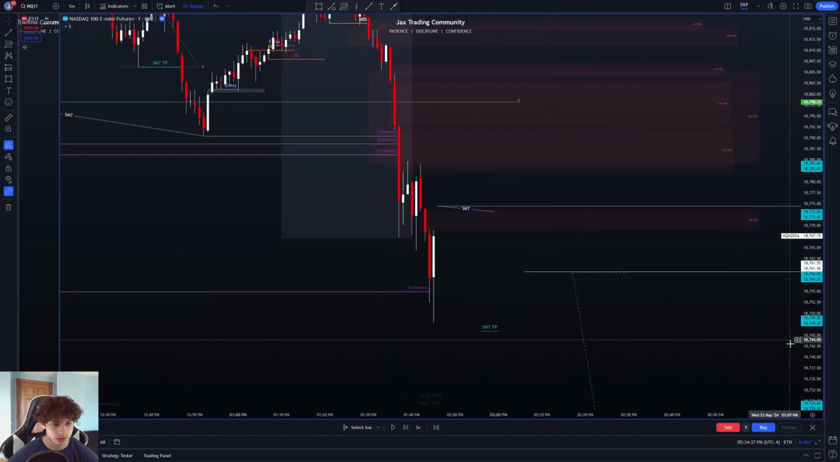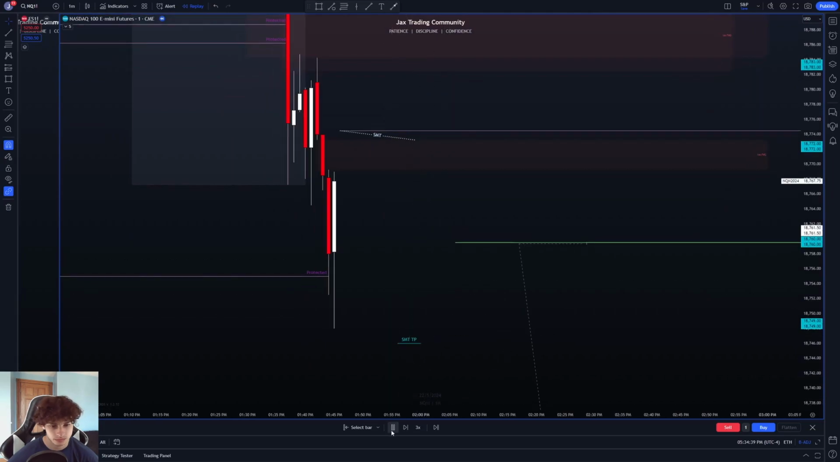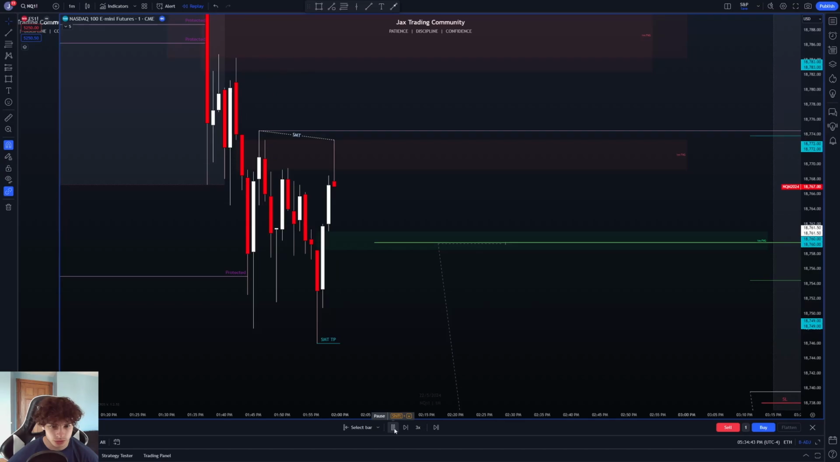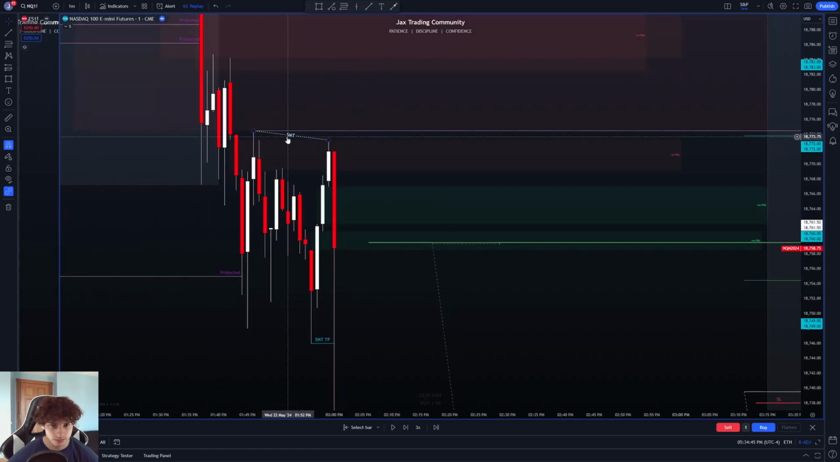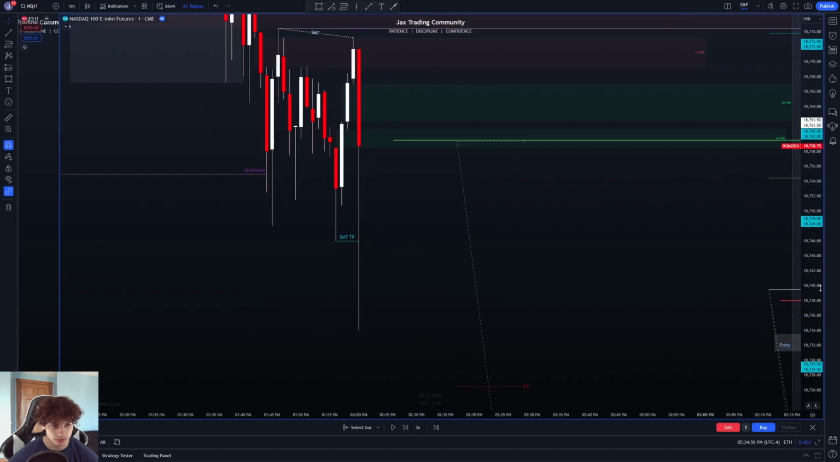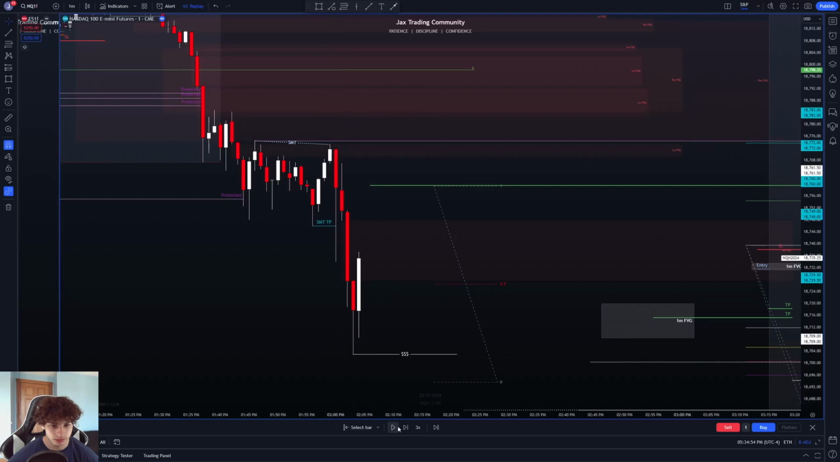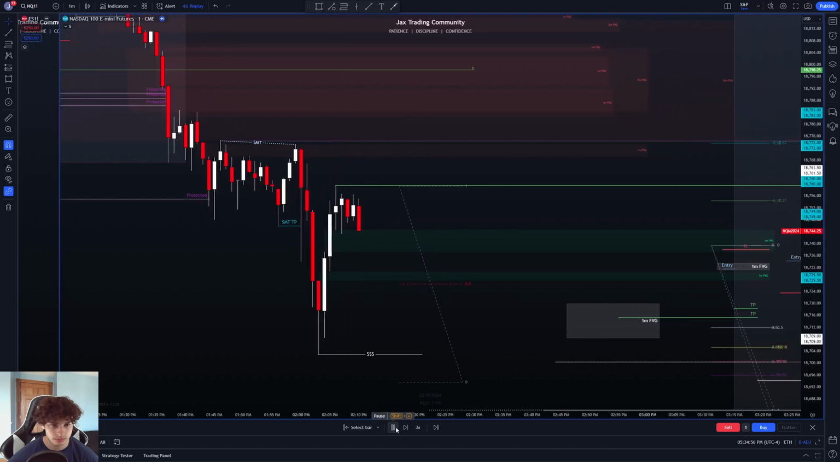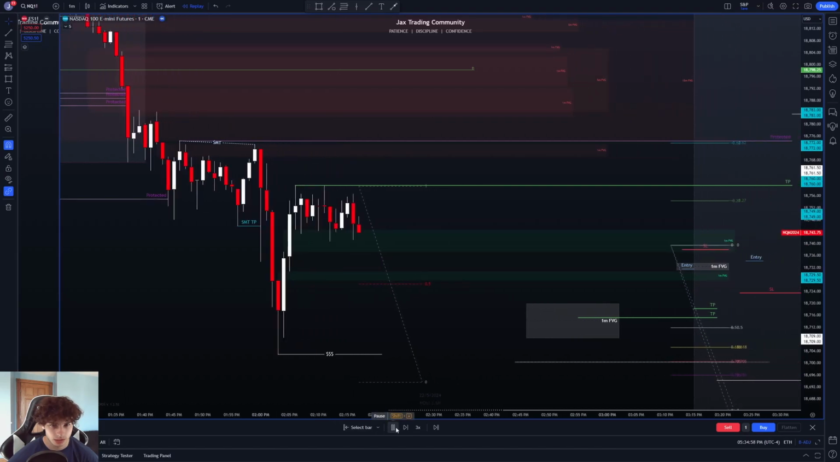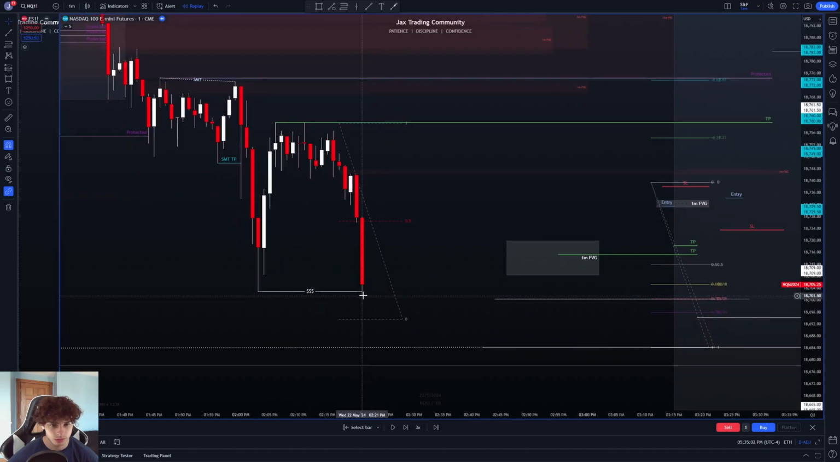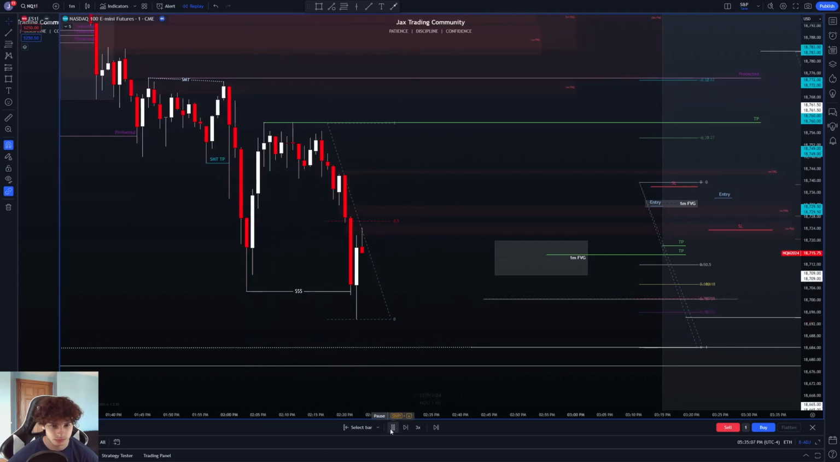All right, so now we're forming more structure, kind of consolidating after this. We create an SMT here. This will be your protected high. SMT TP is hit right away. We come all the way down here. Again, sort of chopping most of the day here. And we go all the way down to take out this low.